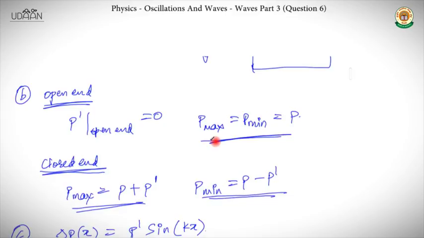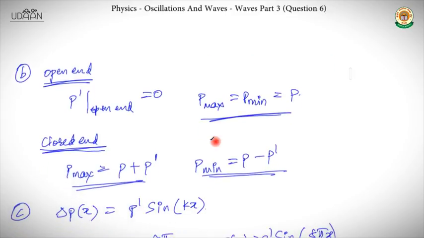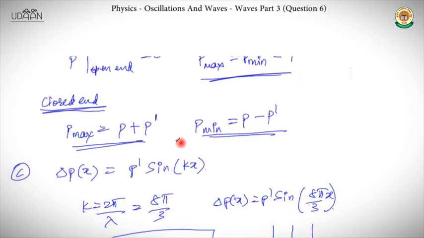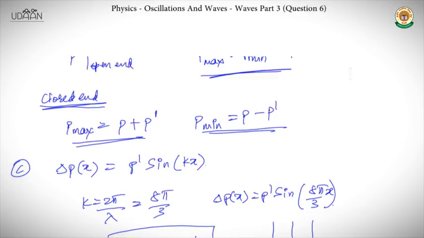From then on, we proceeded to find pressure variation at the open end, which will be a node, so there will be no pressure variation there. The pressure will always be the mean pressure. Similarly, at the closed end, since it's a displacement node, it will be a pressure antinode. So the maximum will be P plus P prime, and the minimum will be P minus P prime.